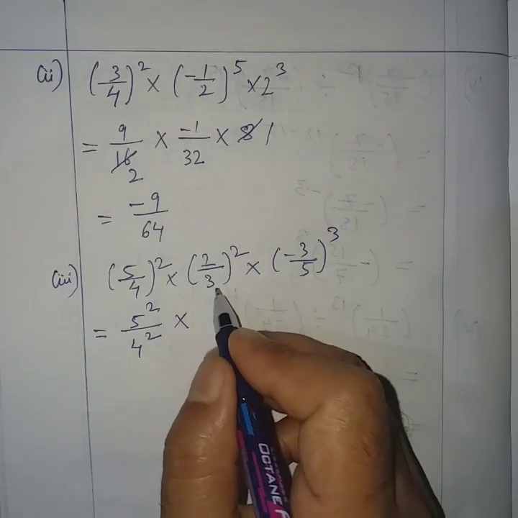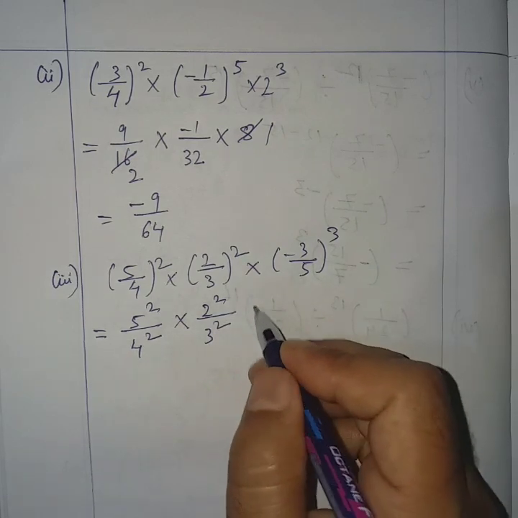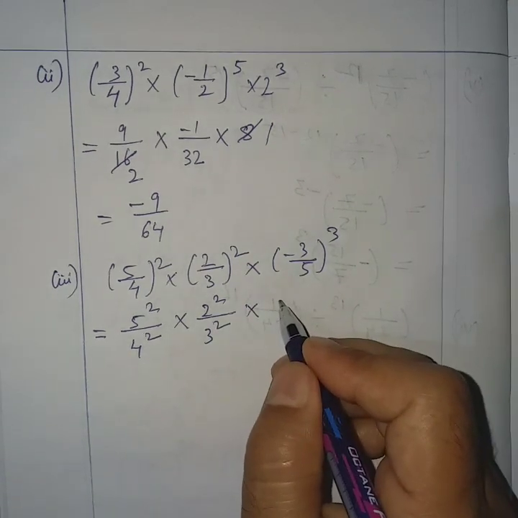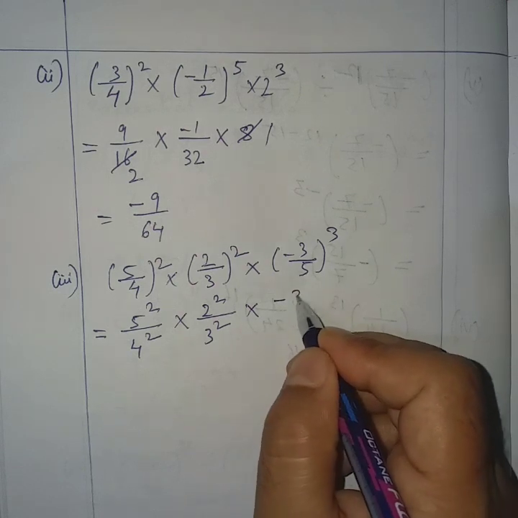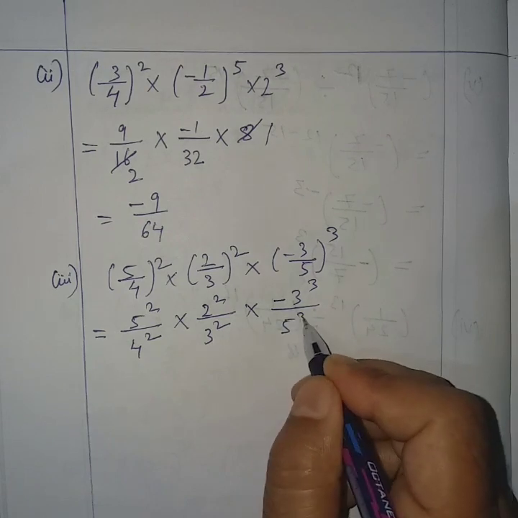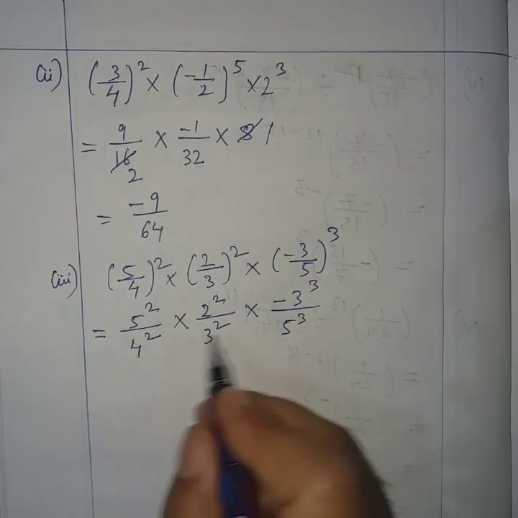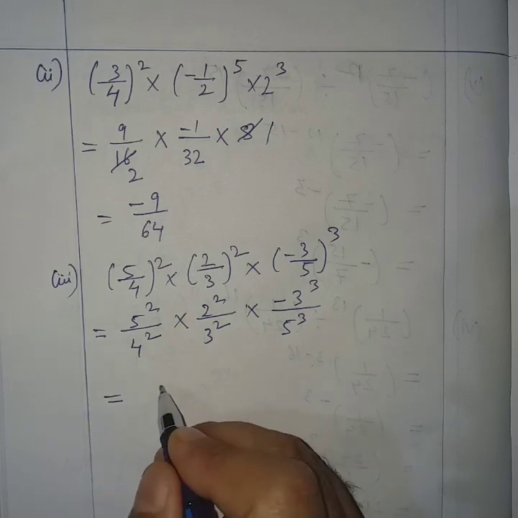So see here, 2 squared, 3 squared, and wherever you get a chance to apply the laws, you can apply the laws there. Minus 3 to the power 3 by 5 to the power 3. We have distributed the powers now. Why I have distributed the powers, you can see here now.